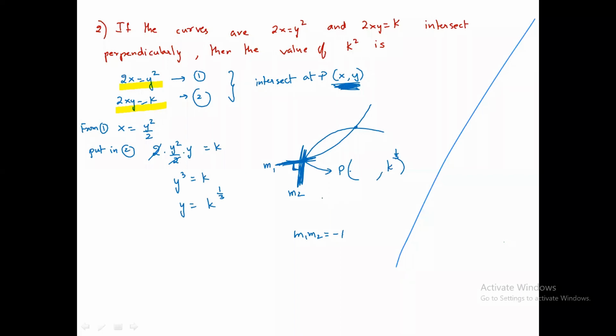Now I have to get the x coordinate. So if you put the y here, x equal to y square by 2. That means k power 1 by 3 whole square by 2. So x will be 1 by 2 k power 2 by 3. So I am writing the x coordinate as 1 by 2 k power 2 by 3.